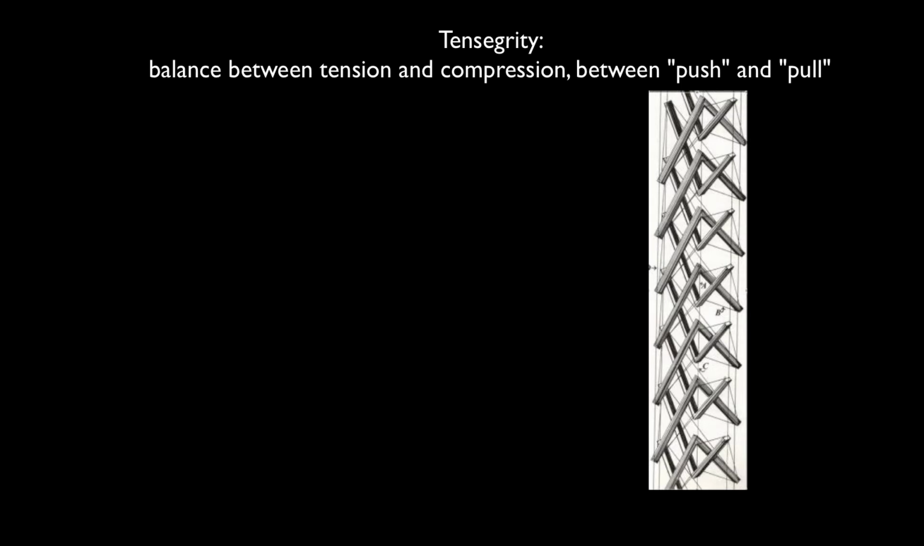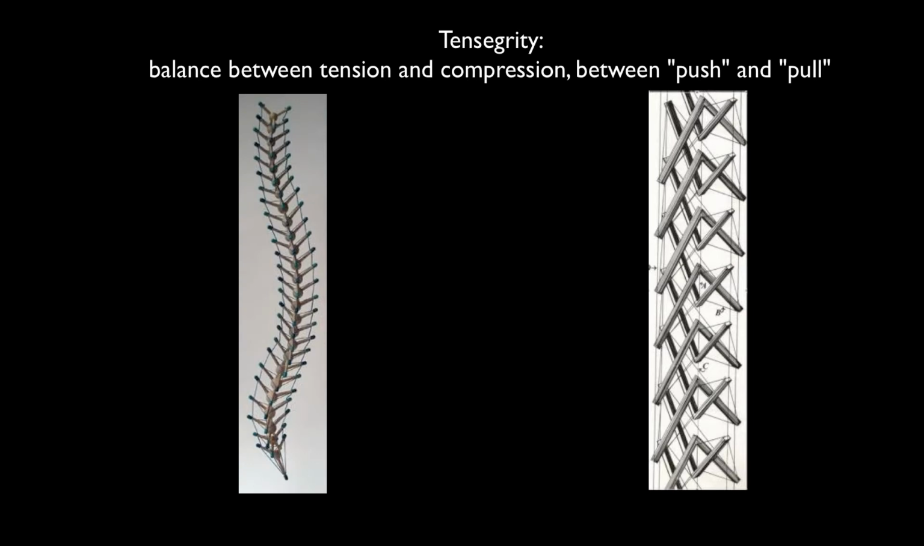Tensegrity is the balance between tension and compression, between push and pull. Notice in this photo how the struts never touch but assist to maintain the spacing between each strut. Also notice how the cables help suspend the struts, and as the cables shorten, others will lengthen to compress and spread tension throughout the system.